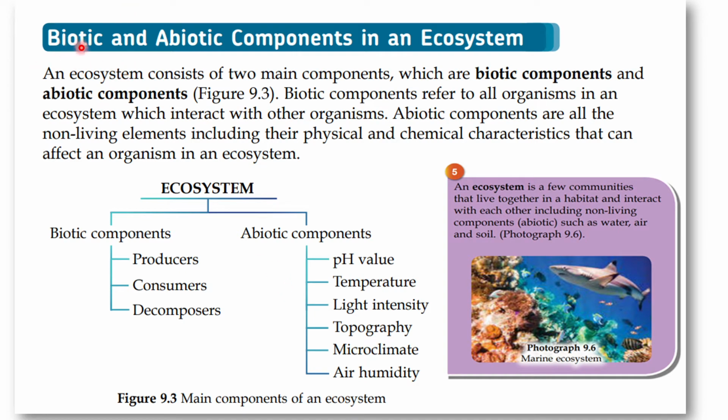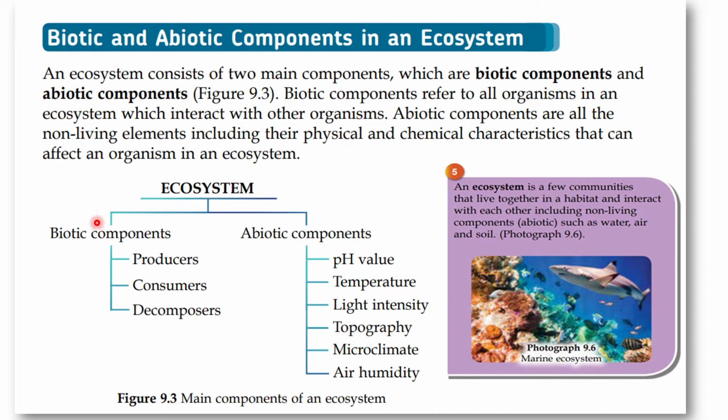Okay, let's move on to biotic and abiotic components in an ecosystem. So first, let's recall the meaning of ecosystem. It consists of a few communities. They live together in a habitat and they interact with each other, including the non-living components. Okay, so ecosystem ini dia ada dua komponen lah, seperti yang kita lihat dalam definisi. So that means they are the biotic components and the abiotic components.